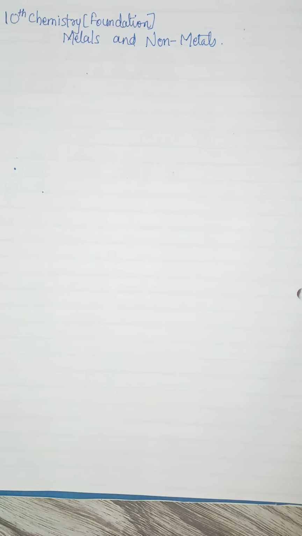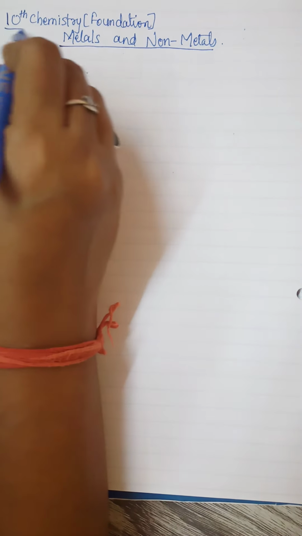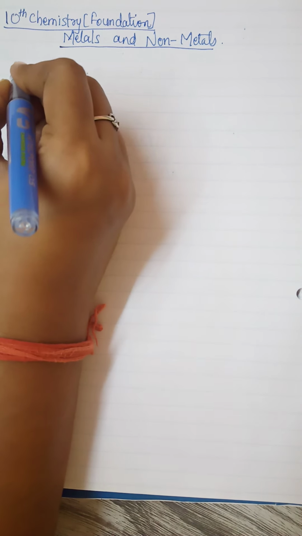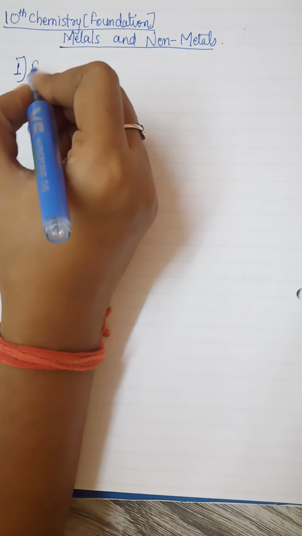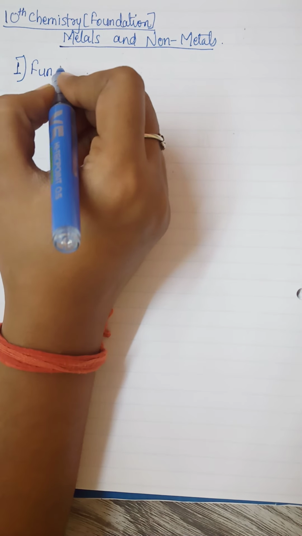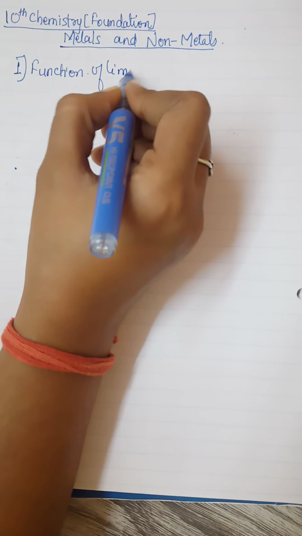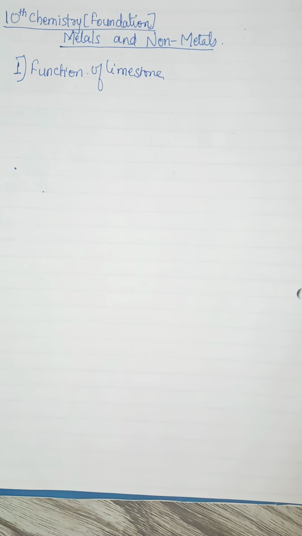Firstly, we have used limestone in the extraction. So I thought of giving you a short detailing about it, but I'll not write much on it. I'll just explain. If you want, you can write it. The very important thing we use here is limestone. The first thing I'll say will be the function of limestone. So basically, it is the slag formation.